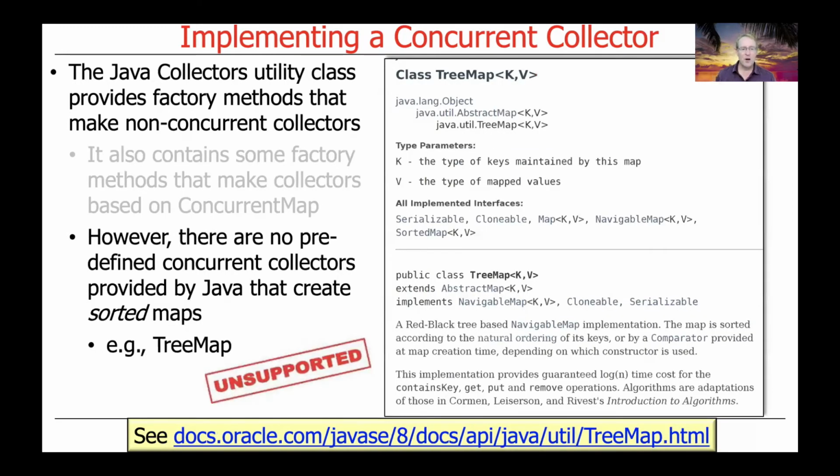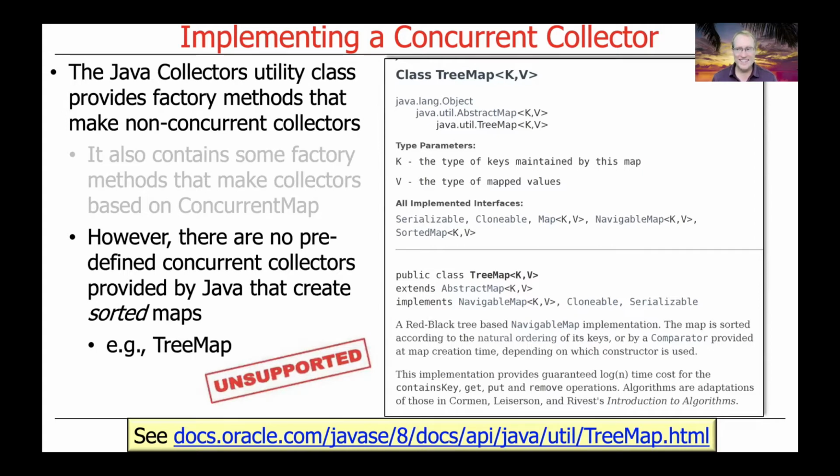However, there are no predefined concurrent collectors provided by Java that create sorted maps. So you might want to, for example, create a concurrent collector that will have its results in sorted order when it gives back the map as the result of doing collect. And there's a whole bunch of reasons why you might want to do this, and I'll show you some examples later to demonstrate why you might want to do that. But that's not a feature that's provided with Java out of the box.